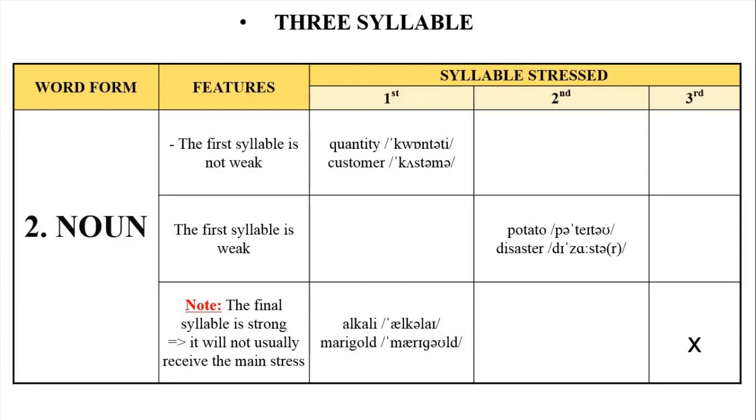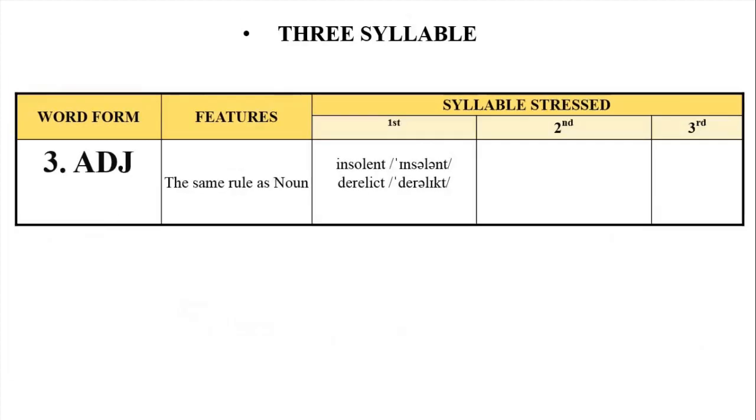Even when the final syllable is strong, that syllable will not usually receive the primary stress. For example, alkaline and marigold. Adjectives have the same rule as nouns. The primary stress tends to be placed on the first syllable, so they are insolent and derelict.